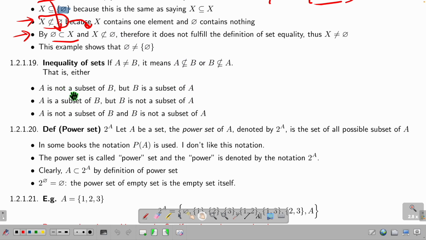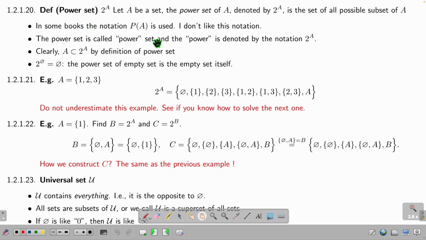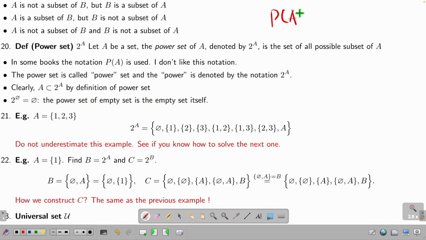And here you have 3 possibilities. You read it by yourself. Now here's the other one called the power set. In some books, they write P(A). I don't like this. I just write 2^A because it looks like a power, right? 2 to the power 3. You write 2^A to mean the power set.